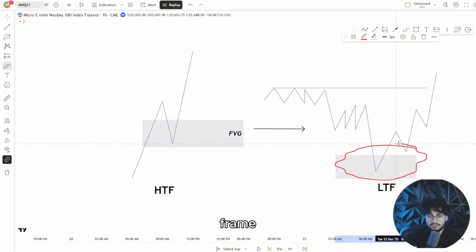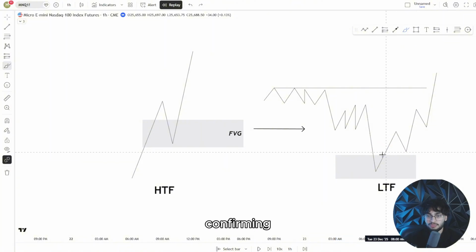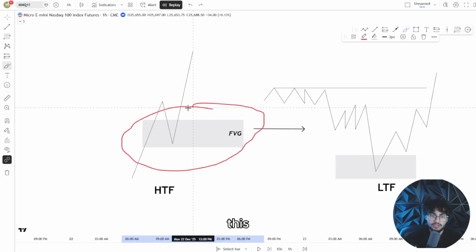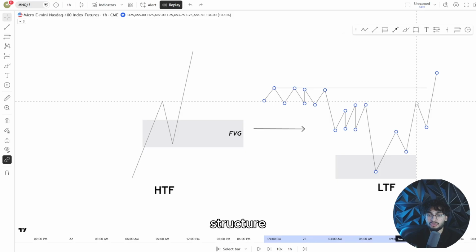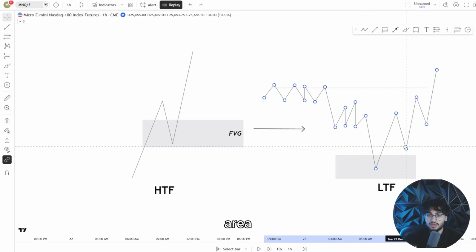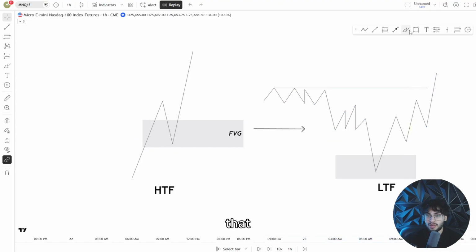And so on the lower time frame, we're tapping into these fair value gaps, and the way we actually look to enter is by confirming that price wants to reverse out of this higher time frame fair value gap. So in this case, we'd be waiting for a market structure shift right here. Let's say we get a significant candle body closure above this area. We could take our position right off of that market structure shift. We create a fair value gap here as well.